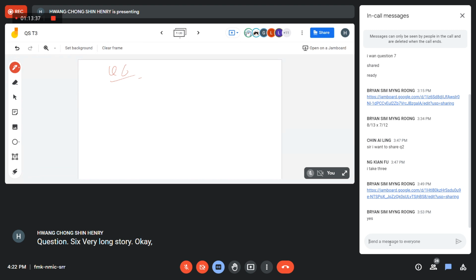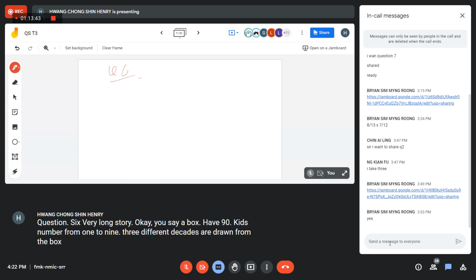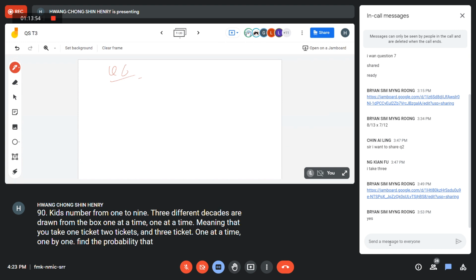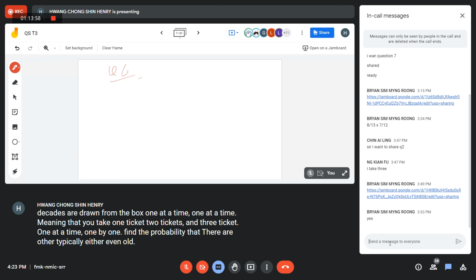Okay, you say a box has 9 tickets, numbered from 1 to 9. 3 different tickets are drawn from the box, one at a time. One at a time, meaning that you take 1 ticket, 2 tickets, and 3 tickets, one by one. Find the probability that they are alternately either odd, even, odd, or even, odd, even. What does that mean?